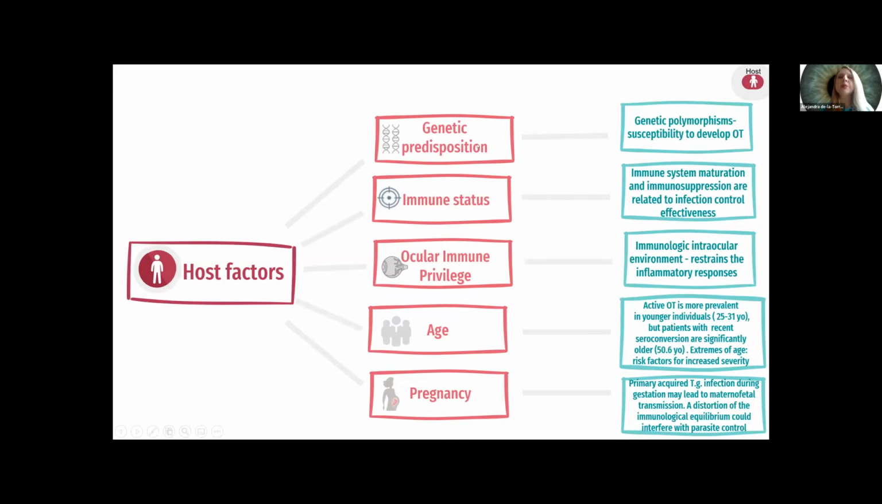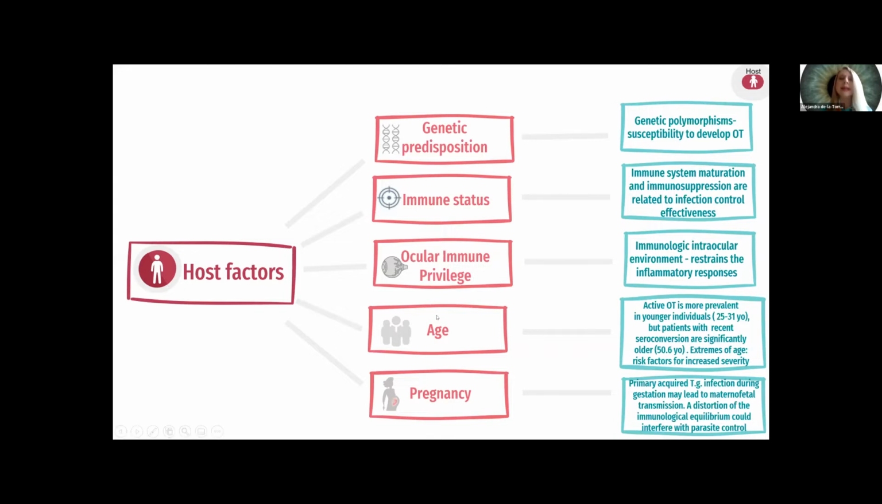One of the most important factors is genetic predisposition, because genetic polymorphisms are associated to susceptibility to develop OT. Another important factor is immune status, because immune system maturation and immunosuppression are related to infection control effectiveness. Another important factor is ocular immune privilege, because the immunological intraocular environment restrains the inflammatory responses.